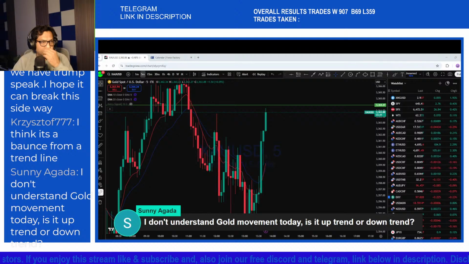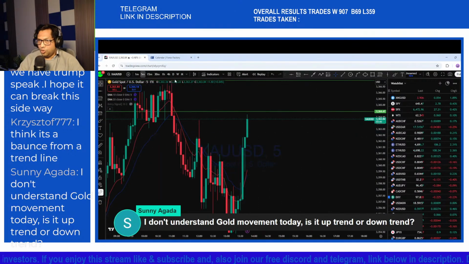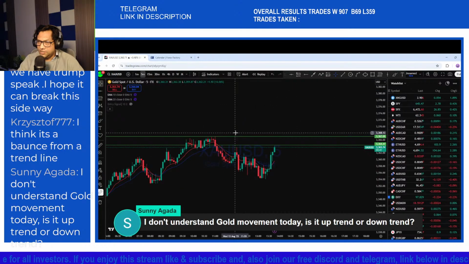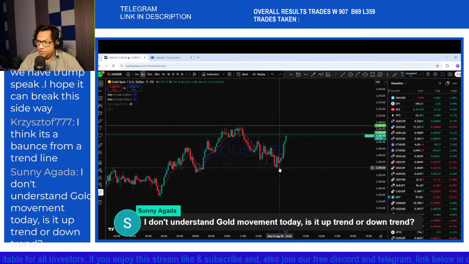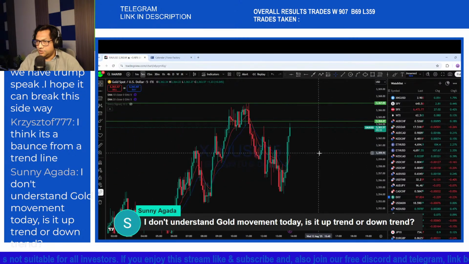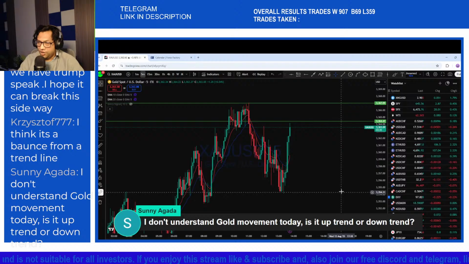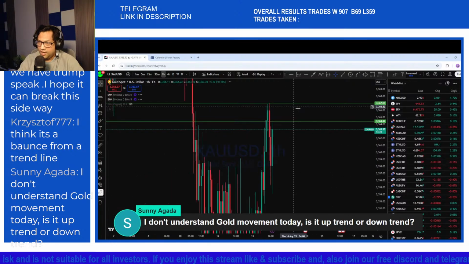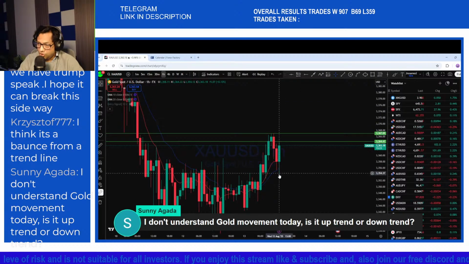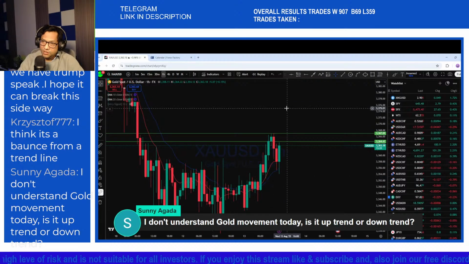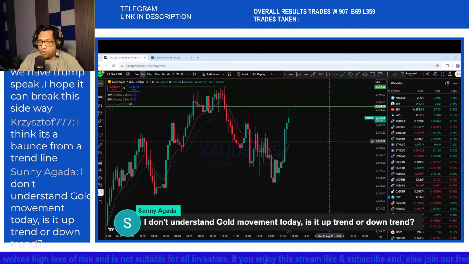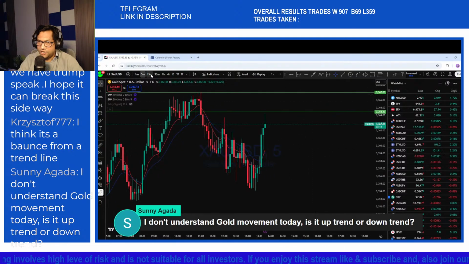I don't understand the gold movement today. On the daily we see an uptrend, and on the lower time frame we have seen a downtrend in that area. Slowly from this support it reached that key level. On the daily we see that uptrending move on gold, and on the lower time frame we see there was a drop back below to this support level. It bounced back to the upside again. So the long-term trend is up in this market.